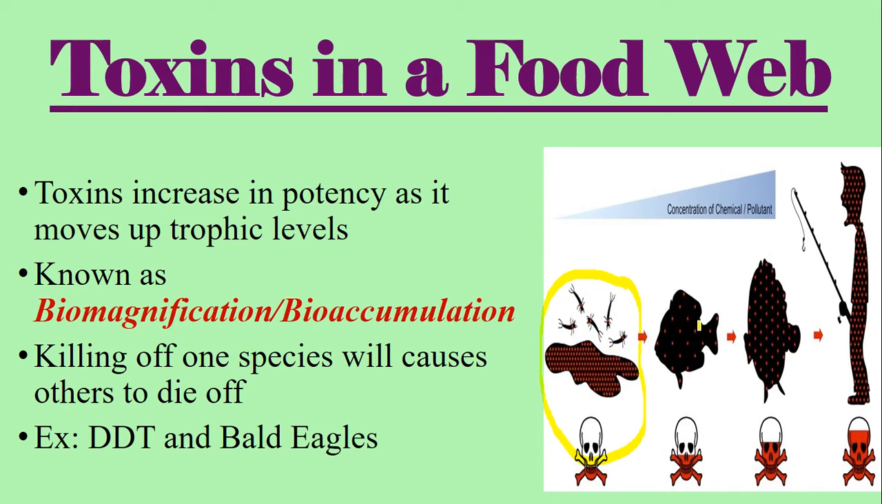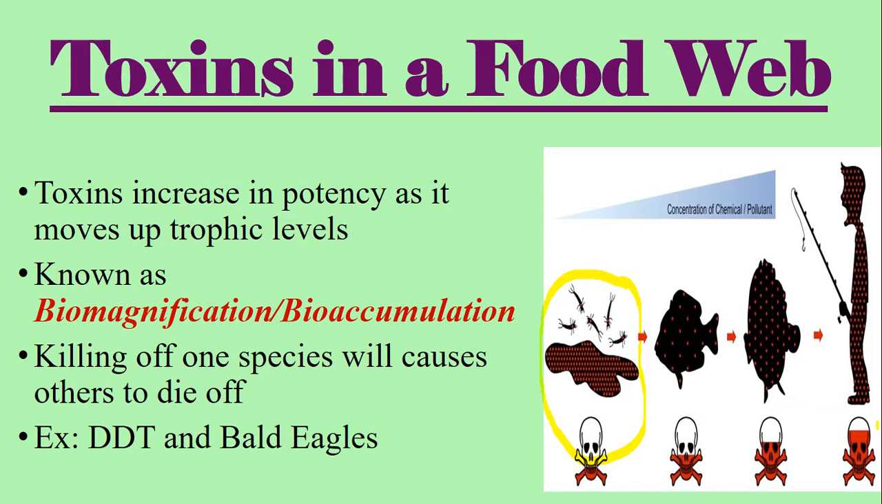Well, they get eaten by a fish, and the fish is going to eat a lot of them, so the fish is going to have more toxins get into them. Then a bigger fish is going to eat the smaller fish, and it's going to have more toxins in it. It's going to eat a lot of the other fish. Then when humans consume those fish, they're going to get a lot of toxins in them because they're going to probably eat a lot of them. Now, killing off one species will cause another species to die off. That's part of the food web thing.